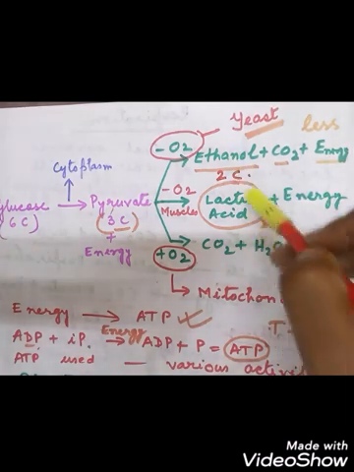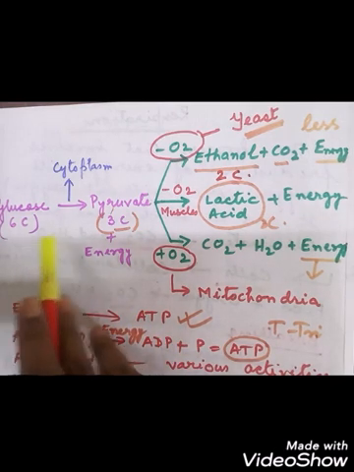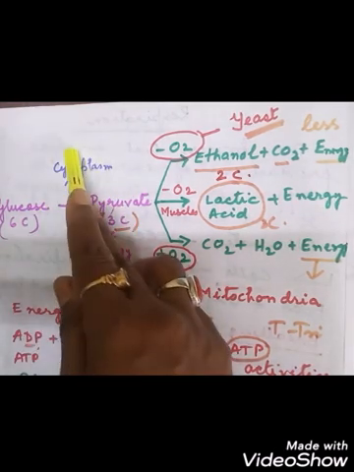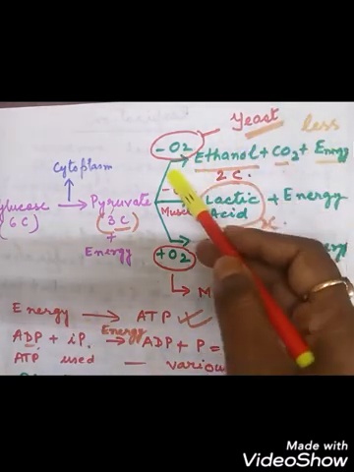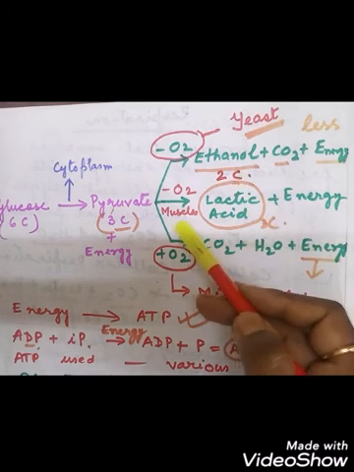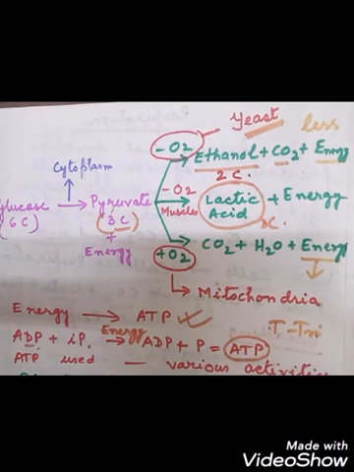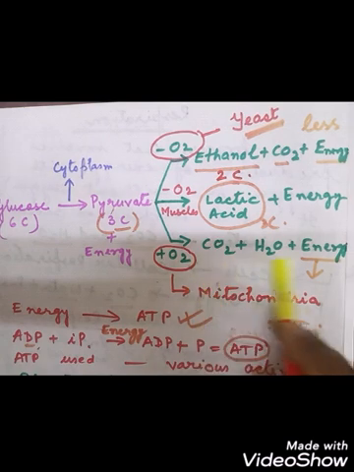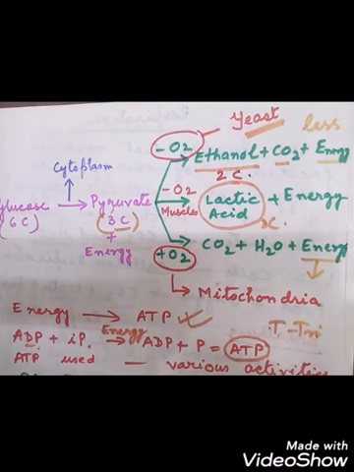So you can see in this schematic form that glucose is changed into pyruvate in the cytoplasm. Then in the body of the yeast, without oxygen, it produces ethanol or ethyl alcohol. In our muscles, it produces lactic acid. And in aerobic respiration, wherever oxygen is present, then in the mitochondria this reaction will continue: carbon dioxide, water and energy.